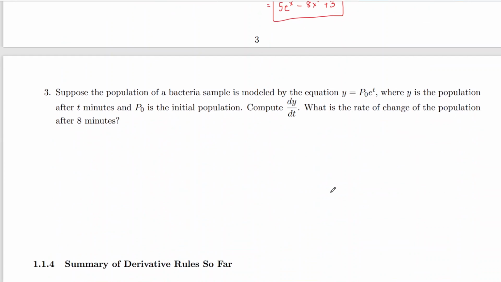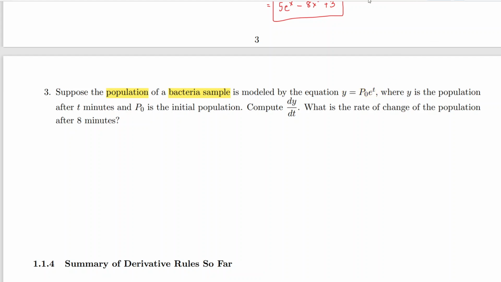Now, a lot of what exponentials are used for, which we'll see in the future, is modeling things in nature. And one of the easiest things to talk about when modeling is exponential growth. Many things have exponential growth or decay. Bacteria usually grows exponentially. It needs a warm, moist environment. And this is just a general type of formula. It says, suppose the population of a bacteria sample is modeled by the equation y equals p subscript 0 times e to the t power.